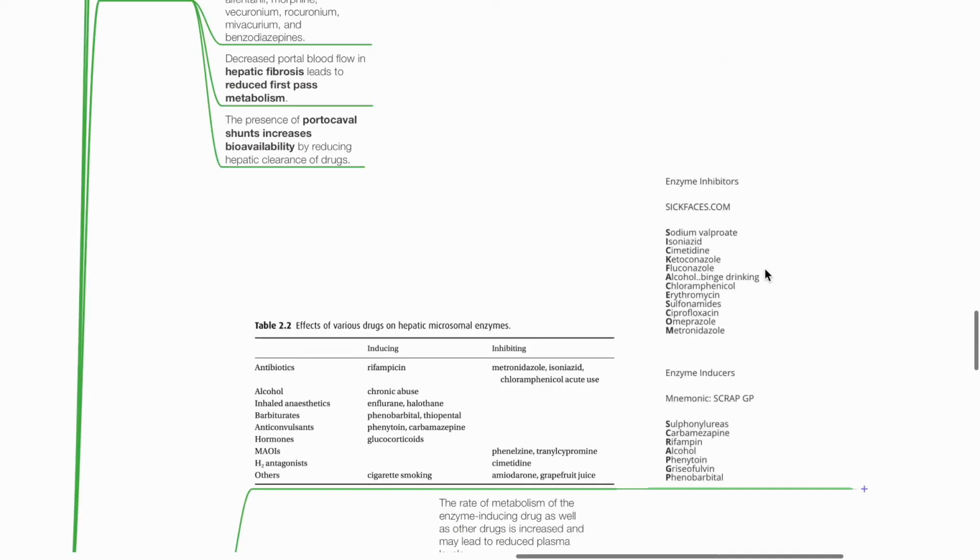Examples of hepatic enzyme inhibitors include sodium valproate, isoniazid, cimetidine, ketoconazole, fluconazole, alcohol binge drinking, chloramphenicol, erythromycin, sulfonamides, ciprofloxacin, omeprazole, and metronidazole. A mnemonic used to remember this is sickfaces.com. Examples of enzyme inducers include sulfonylureas, carbamazepine, rifampicin, alcohol, phenytoin, griseofulvin, and phenobarbital. The mnemonic used to remember this is SCRAP-GP.